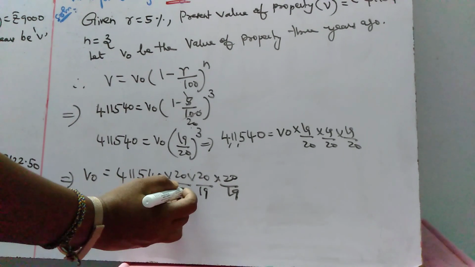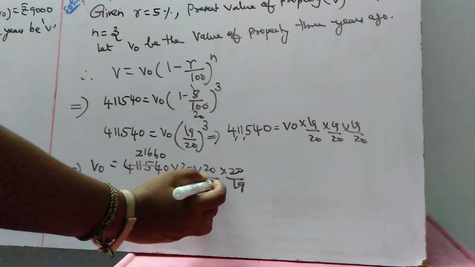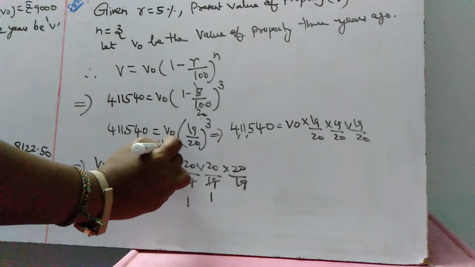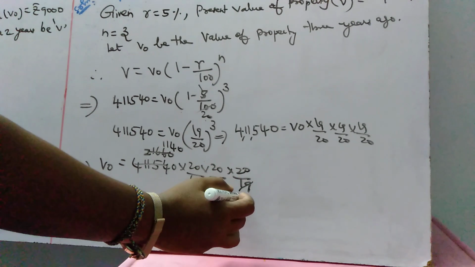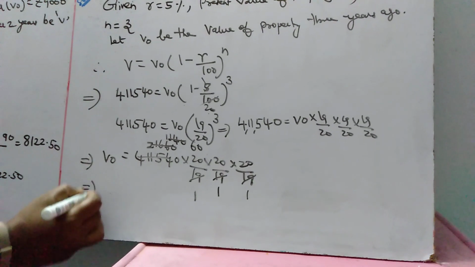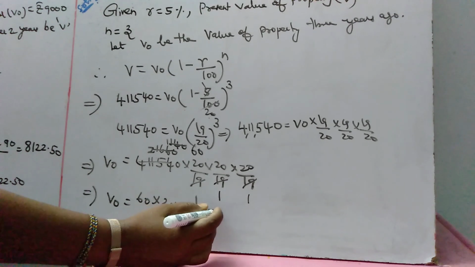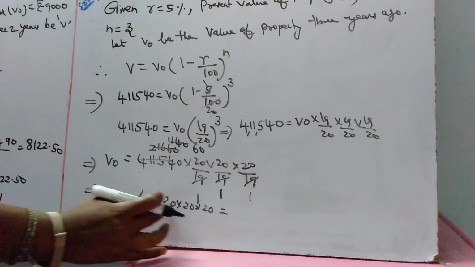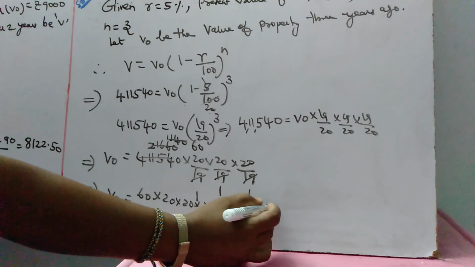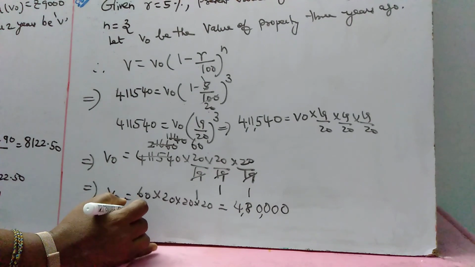By 19 table, if we cancel this one, this is one time and this is 21660. Again by 19 table, if we cancel, this is one time, then this becomes 1140. Again by 19 table, if we cancel, this is one time and this is 60. So V naught is equal to 60 into 20 into 20 into 20. First let us multiply these numbers alone. 2 2s are 4, 4 2s are 8, and 8 6s are 48. Then there are 4 zeros, so 4,80,000.